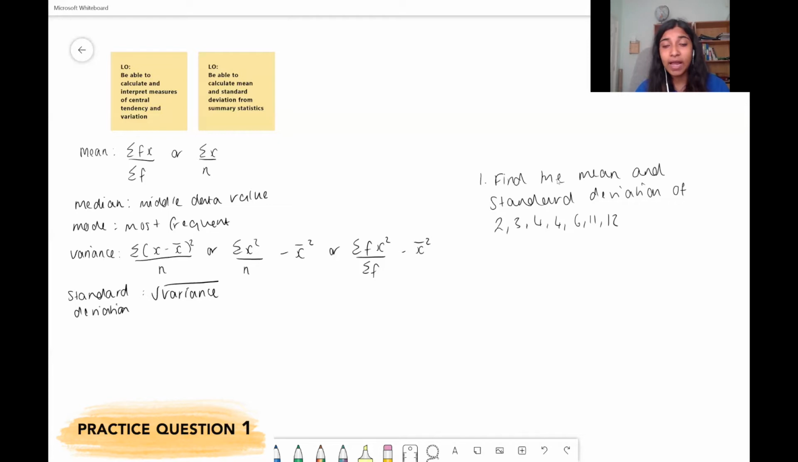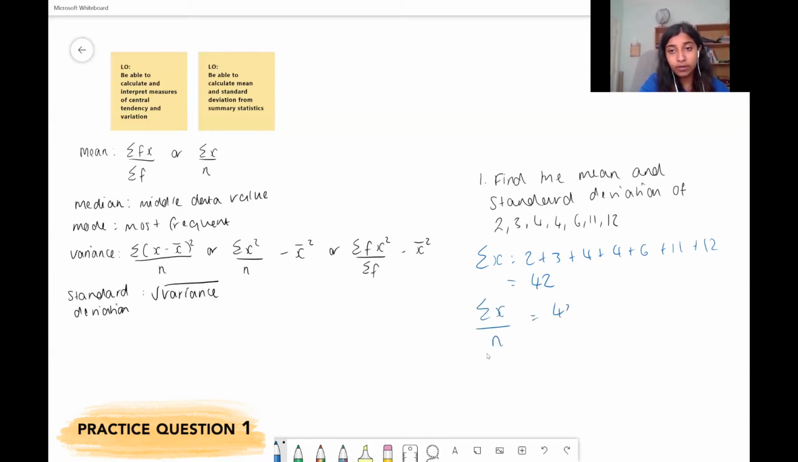So we want to find the mean and standard deviation of the numbers 2, 3, 4, 4, 6, 11, 12. First things first, we want to find the mean. To do that, we want to find the sum of all our values, so sum of x. That's just 2 plus 3 plus 4 plus 4 plus 6 plus 11 plus 12. Plug that into the calculator, that's equal to 42. Next you want to do the sum of x over n, which is 42 over the number of values we have. So we have 1, 2, 3, 4, 5, 6, 7. So that's just equal to 6.